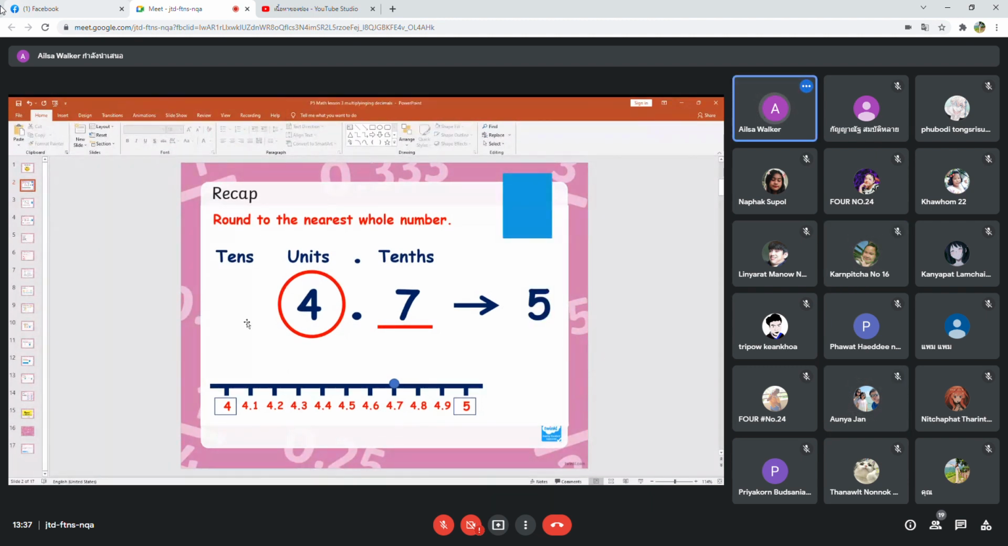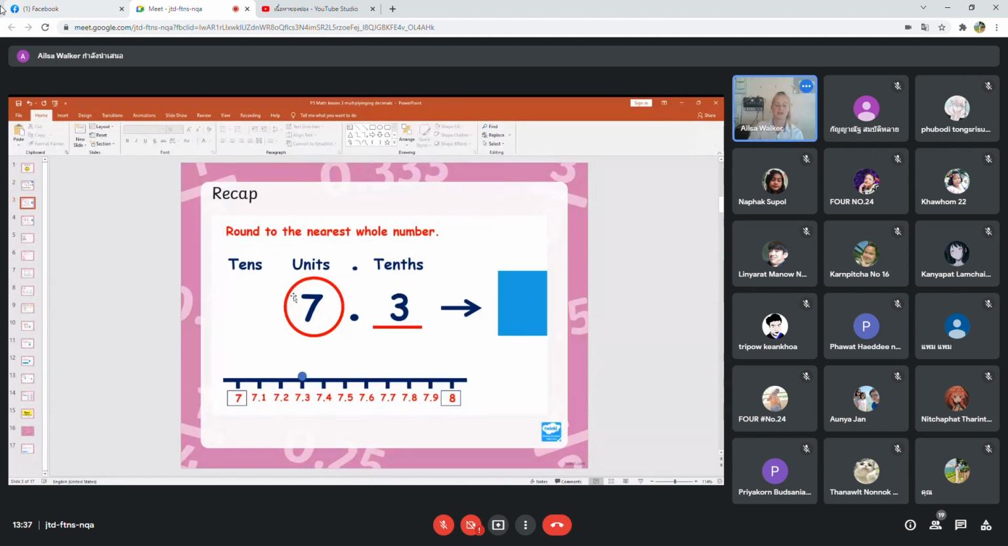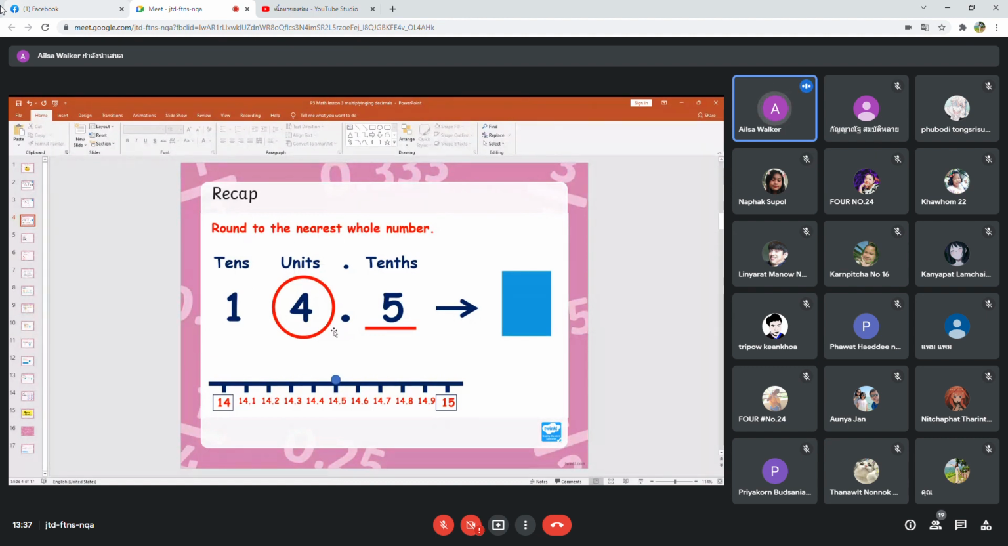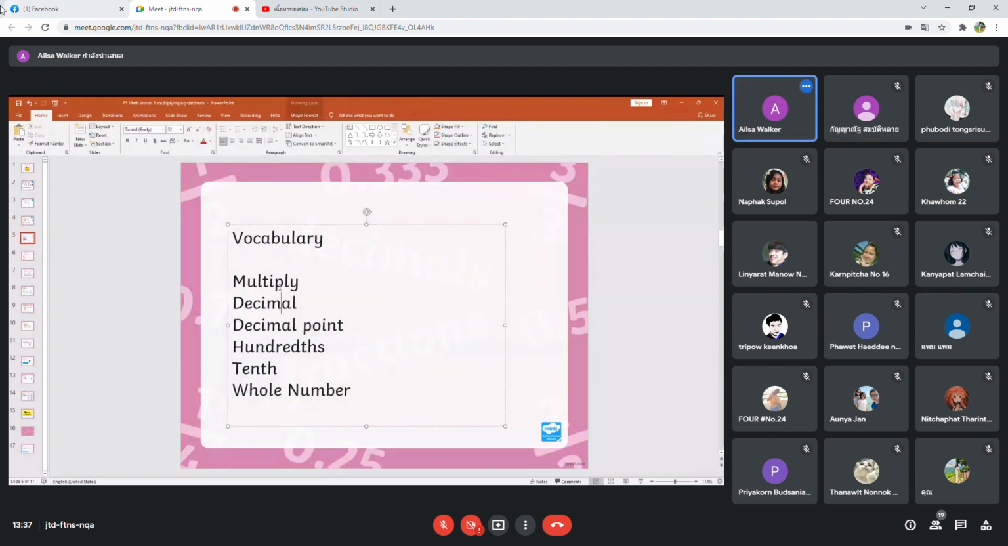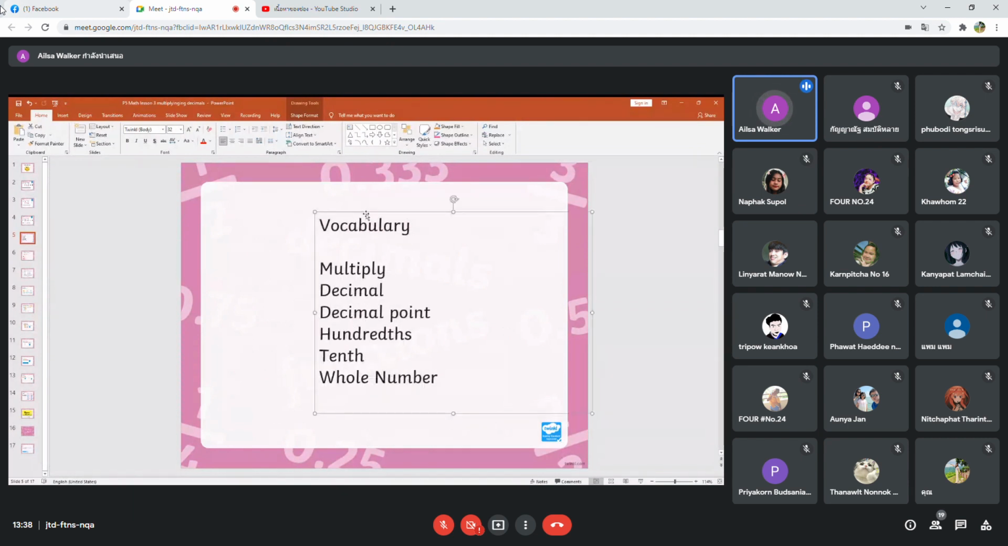Okay, next. This time we have 7.3. What do we do? Down to 7. Very good. Well remembered. This time 14.5. What do we do? Up to 15. Good. Well remembered, everyone.